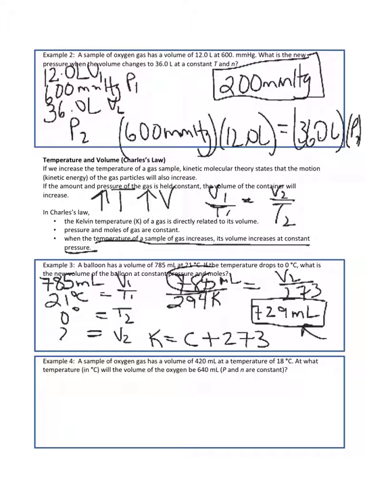Let's try another one. A sample of oxygen gas has a volume of 420 milliliters at a temperature of 18 degrees Celsius. At what temperature in degrees Celsius will the volume of the oxygen be 640 milliliters?